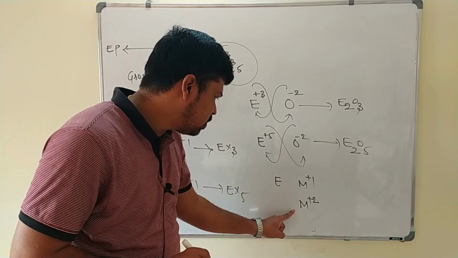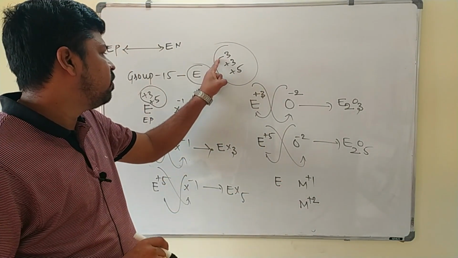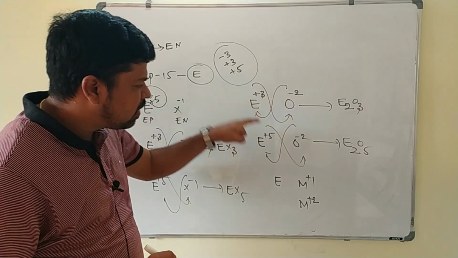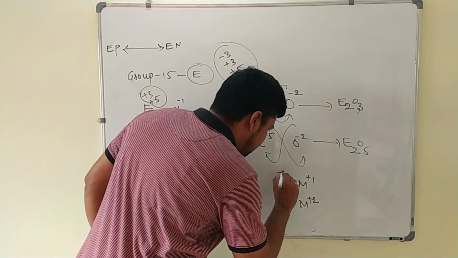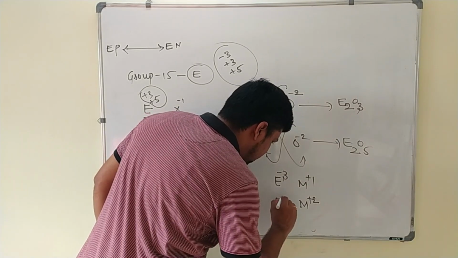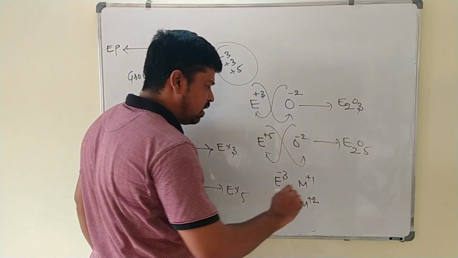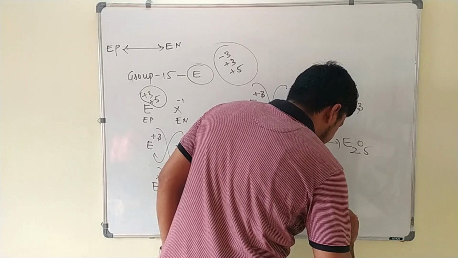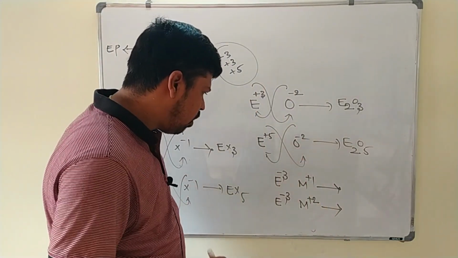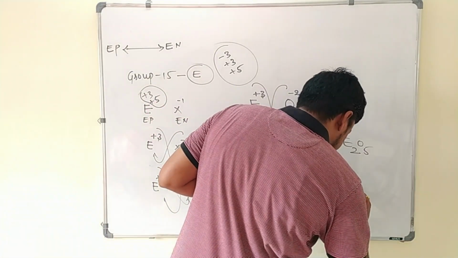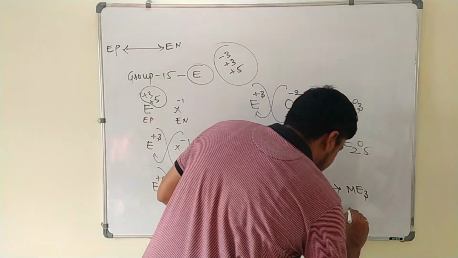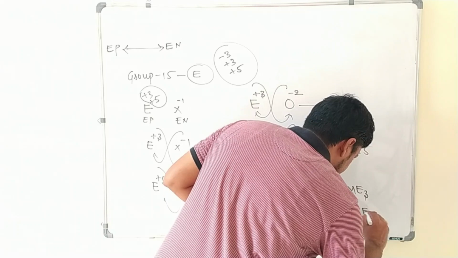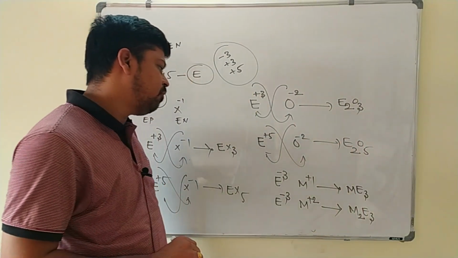Since these are electropositive, the group 15 element must be electronegative. So group 15 elements with the metals will show negative oxidation state, that is -3. This is also -3, and this also -3. So what type of compound is formed here? That is nothing but M3E type of compound, or else M3E2 type of compound is formed here.